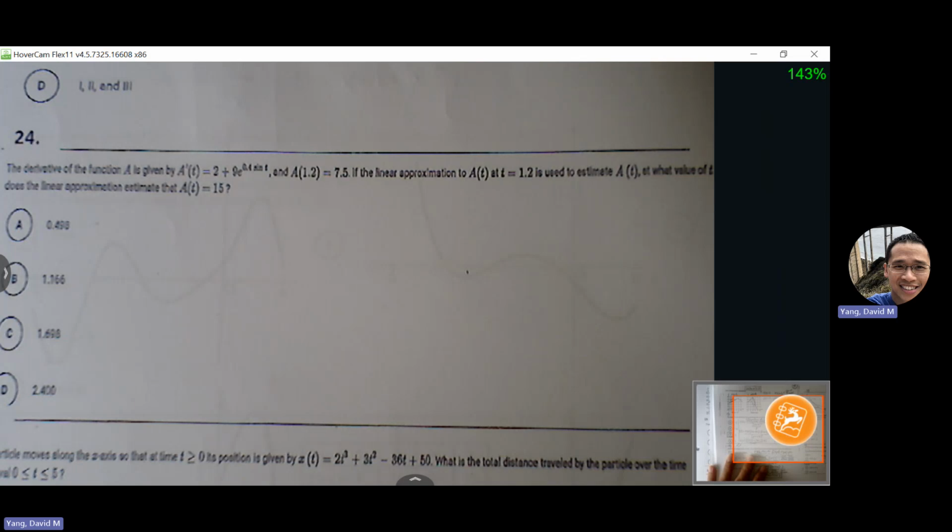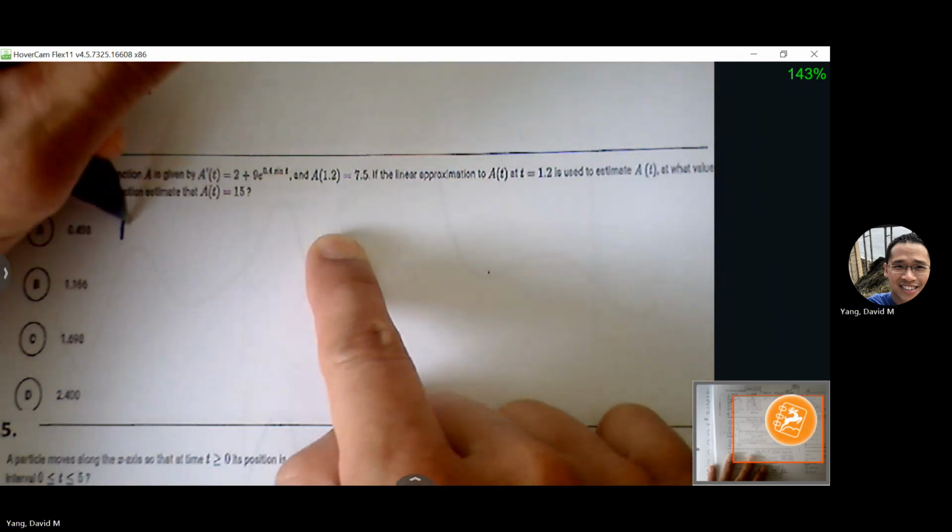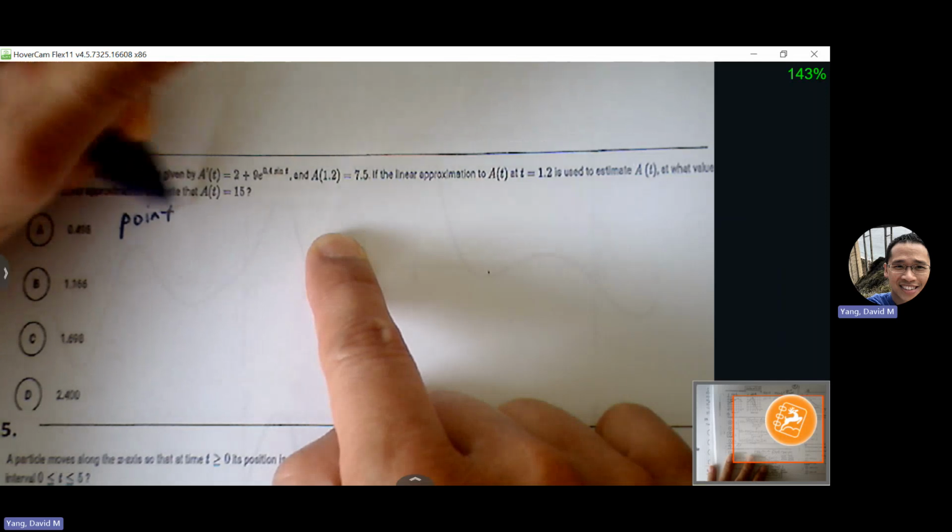Okay, so this one is a little bit strange because it's not a straightforward linear approximation problem, but we're still going to go through the process. We're still going to gather information that we normally would with linear approximation. We'll find our ordered pair, we'll find our slope, use point slope form, and then we'll plug in the decimal value. First things first, my ordered pair is 1.2, 7.5.